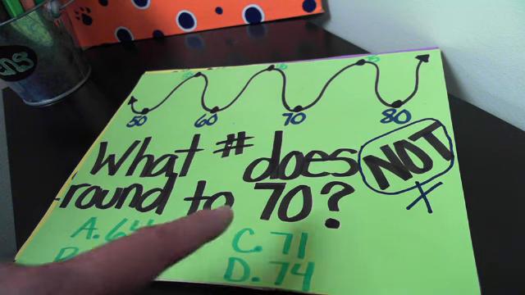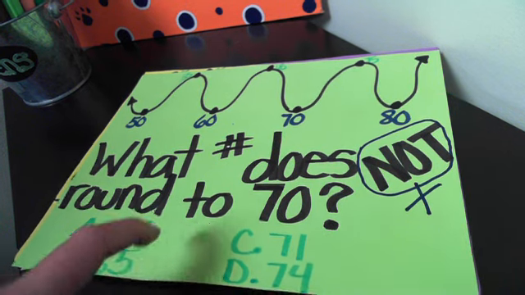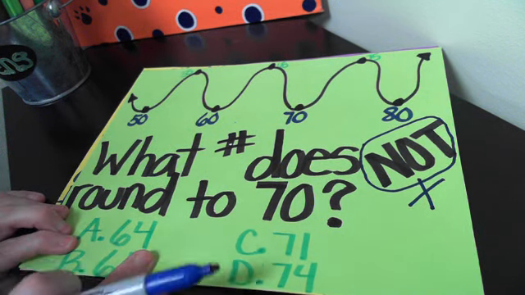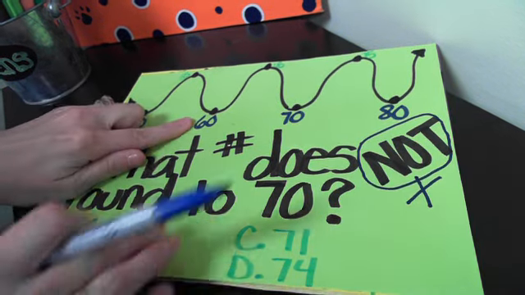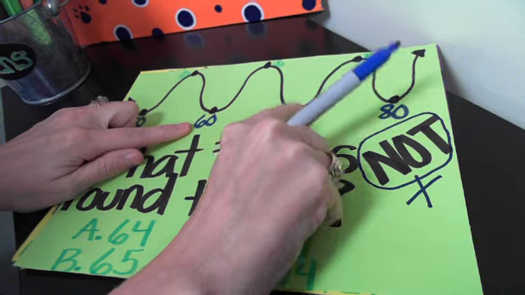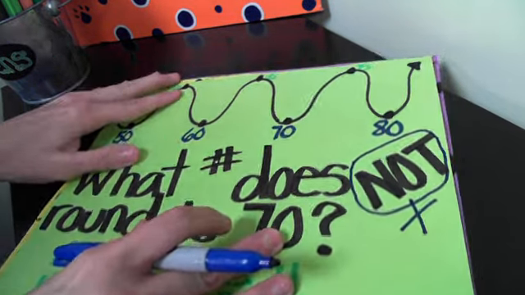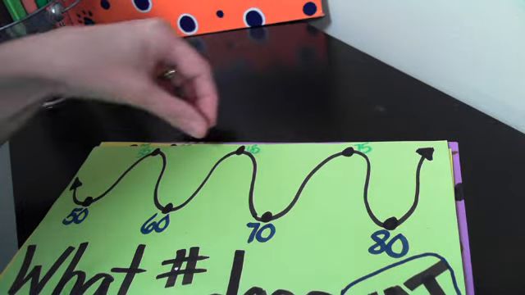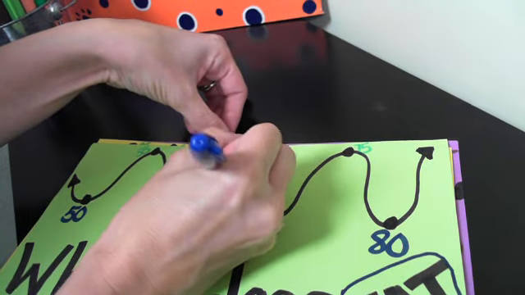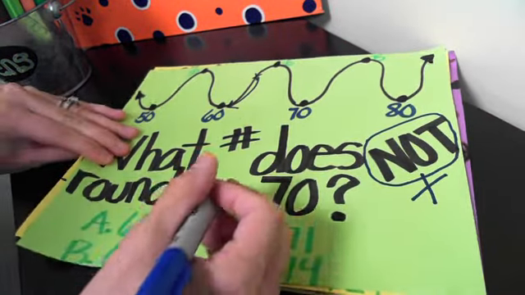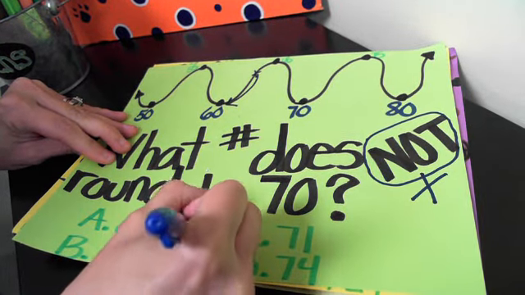So you basically need to test each one and write what number each one rounds to, and the answer should jump out at you. Let's start with A. We know 64 is in between my 60 and 70. And then I have 65. Well, we know 64 is smaller than 65, so it's going to be somewhere on this side, which means it's going to round down to 60.